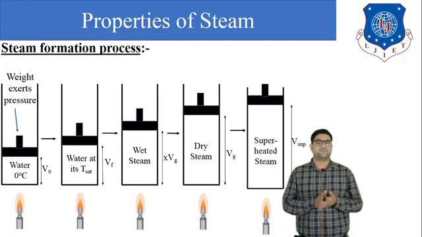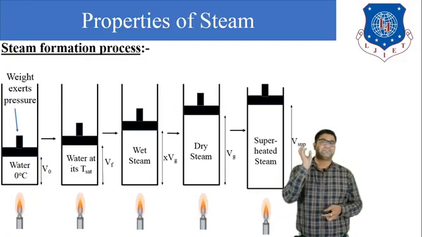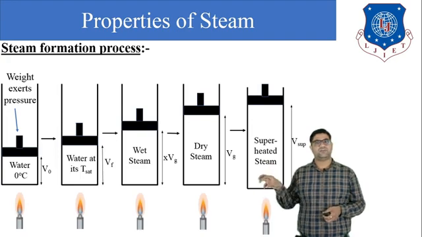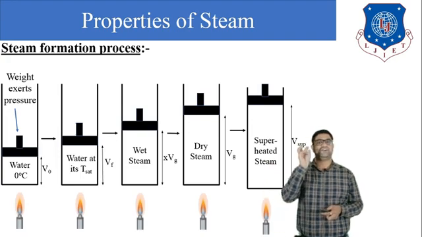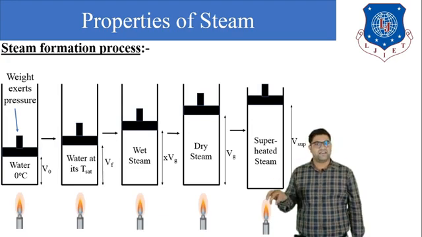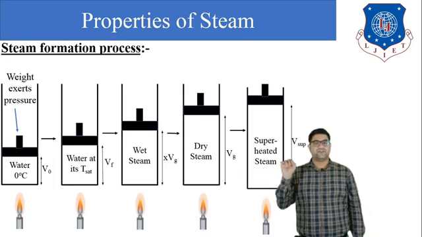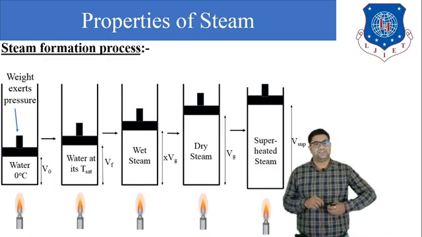After some time, 100% of the water is converted into 100% steam. So 1 kilogram of water is converted into 1 kilogram of steam. At that point, the steam is known as dry steam, and the volume of dry steam is indicated by Vg. Our fourth figure shows the dry steam, and the volume occupied by it is indicated by Vg.